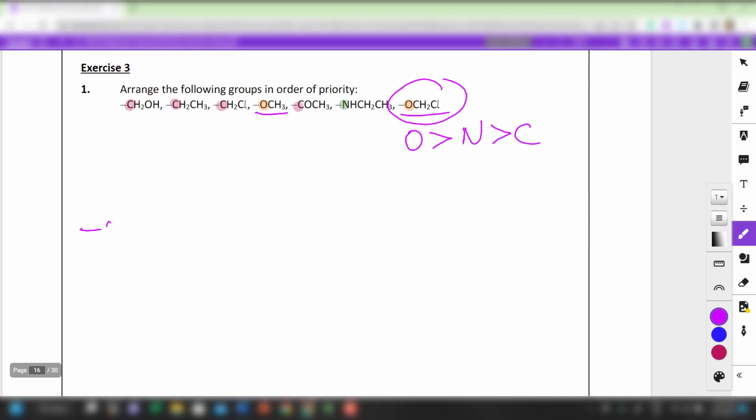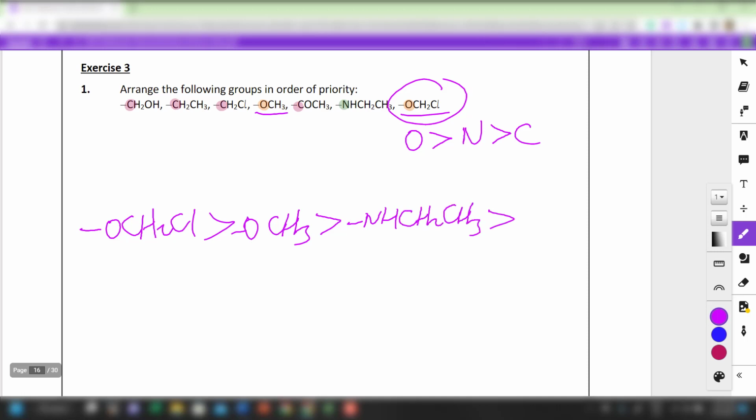So in this case, I'm going to write OCH2Cl and then CH3. So it will be in this particular order. And then because nitrogen has no competing atoms, nitrogen will be next. NHCH2CH3. And then we'll look at the remaining ones. I'm going to write in green. The remaining ones will be relatively straightforward, I hope.